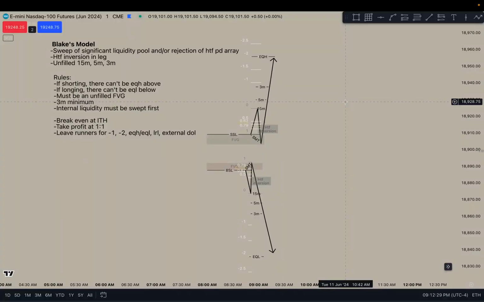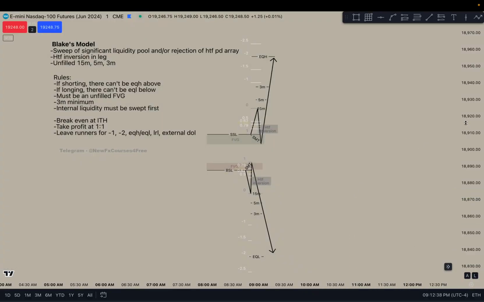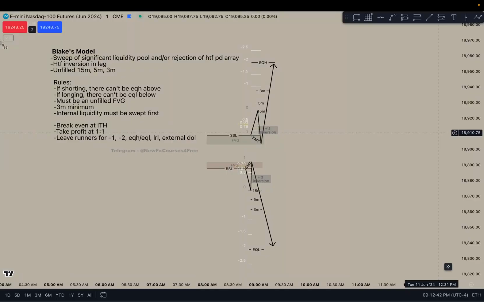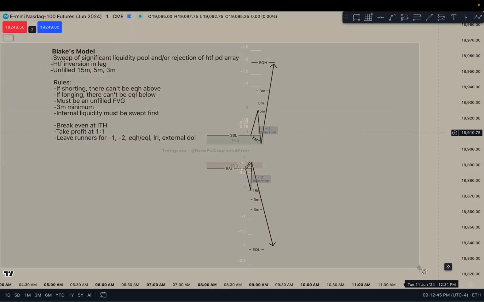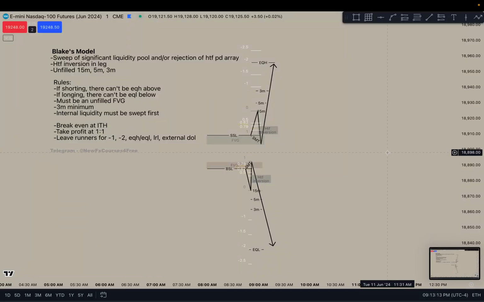Let's get a nice screenshot. I missed the main move. But you don't miss the main move if you're drawing liquidity right. That was just three horrible examples today.